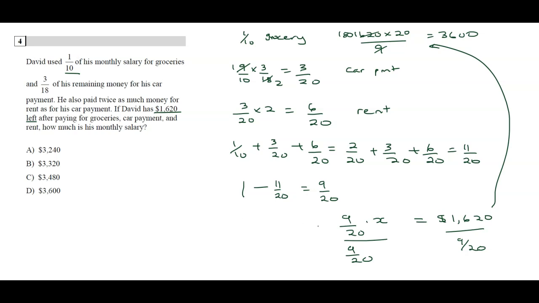Now let's look at another way to go about this. 9/20 x equals 1,620. Another way is to multiply both sides by the reciprocal of the coefficient. The reciprocal is 20/9. Remember, the reciprocal of a number multiplies that number to give you 1. So if you don't want to divide fractions, you can always do a multiplication. This is going to give you 3,600. So we always land at the same answer.